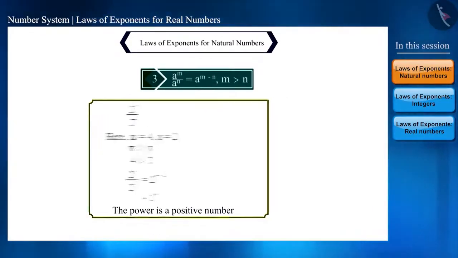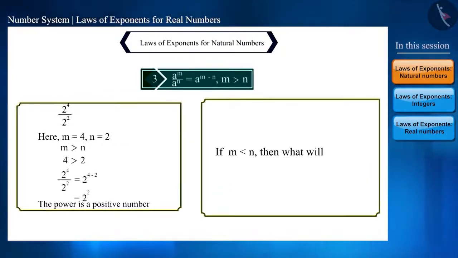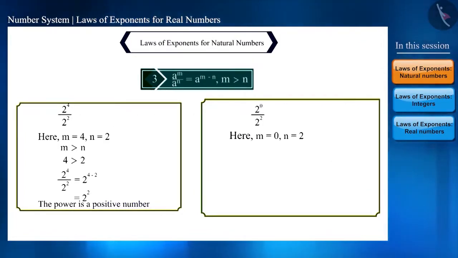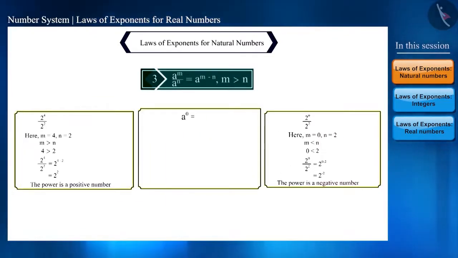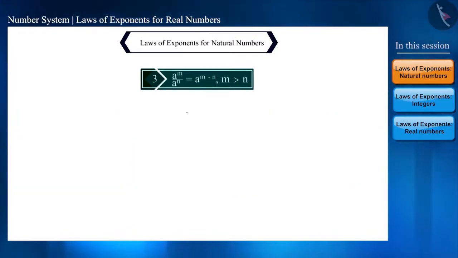Friends, can you guess what happens if m is smaller than n? Let's see, in the same example, if we have 0 instead of 4, m will be less than n. Here the power of 2 will be minus 2. That is, the power will be a negative number. We know that a raised to power 0 is equal to 1. We place a raised to power 0 instead of a raised to power m. We get a raised to power minus n, which is 1 by a raised to power n. Now we can use these rules for negative powers as well.